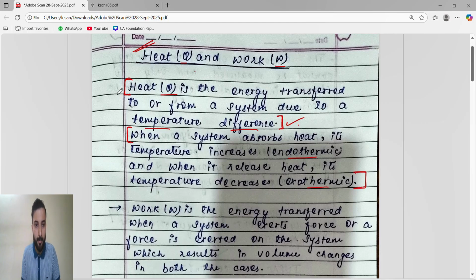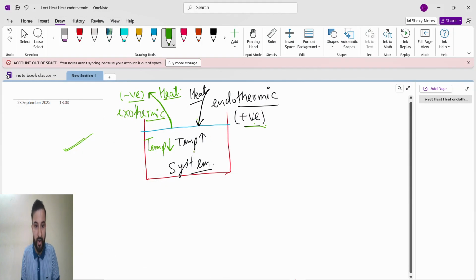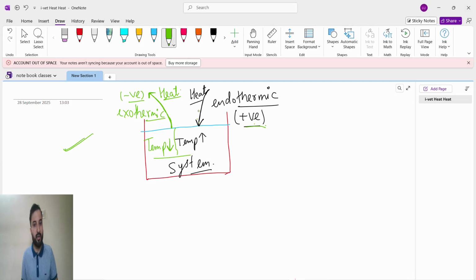Okay, second point, from here write down till here, then after that draw this diagram, and in the diagram write down the same thing how I have written. If you want to change the color, you can change the color also. Okay, this is done for the heat.